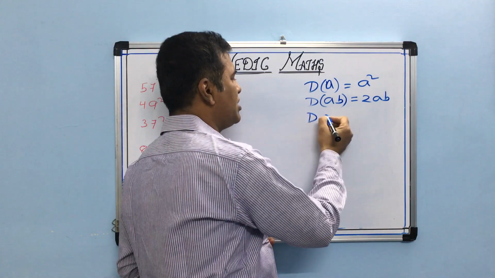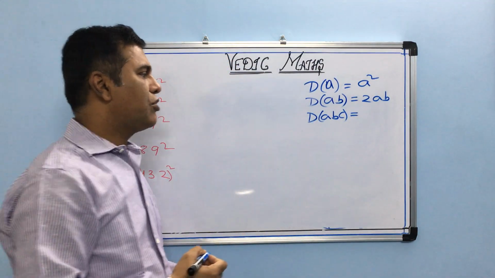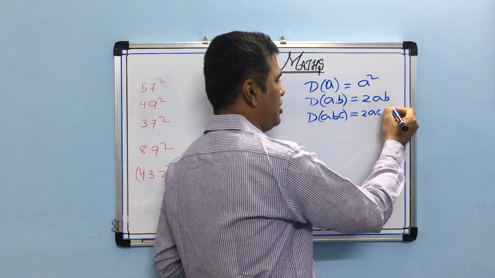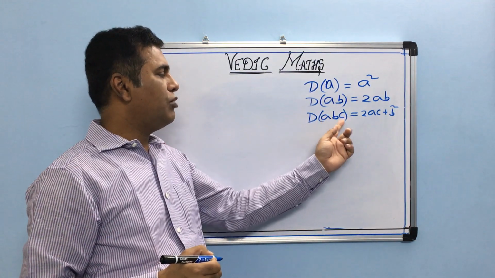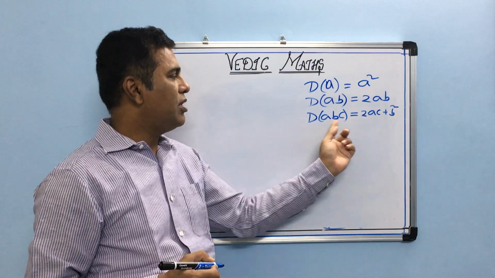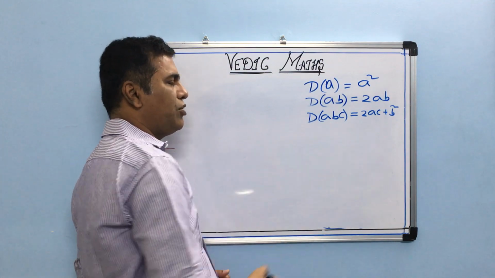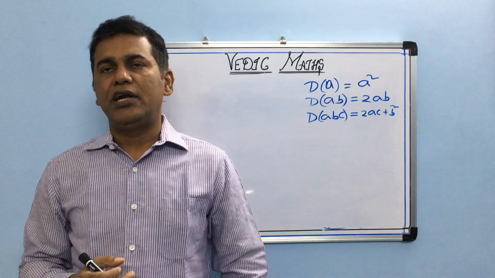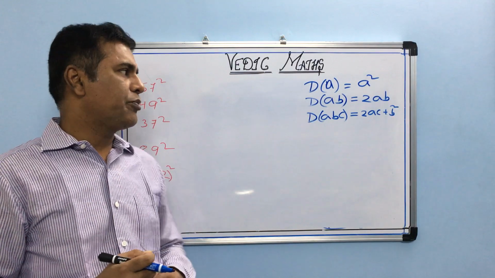And the duplex of a 3-digit number is equal to 2AC plus B square. That is, twice the product of the two extreme digits, left and right, 2AC, plus the square of the middle digit, that is B square. Similarly, we can find the duplex of 4-digit, 5-digit, 6-digit numbers, but that we will discuss in a later class. Today we will concentrate only on 2-digit and 3-digit squares.